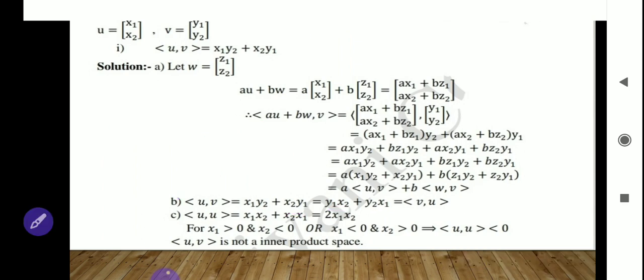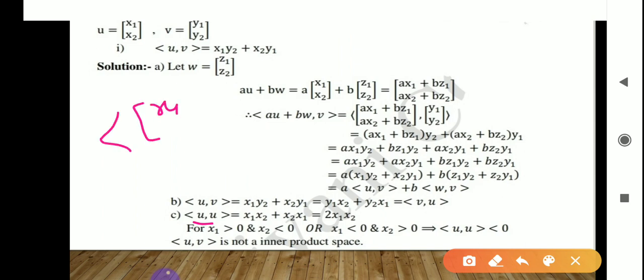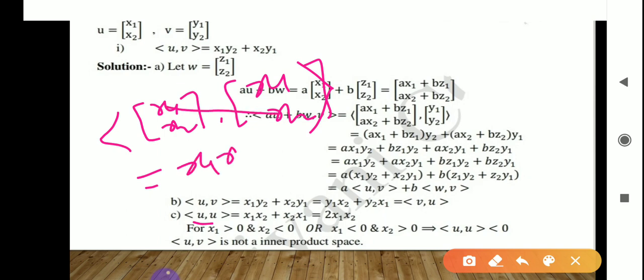Okay, now the third property is the positive definite property. So the inner product of u comma u is equal to x1, x2 comma x1, x2. And how do we write this inner product? The product of both will come: x1 x2 plus x2 x1, which is equal to 2 times x1 x2.